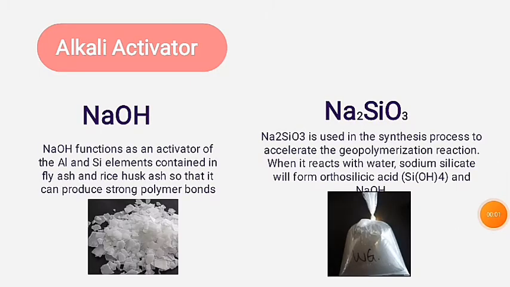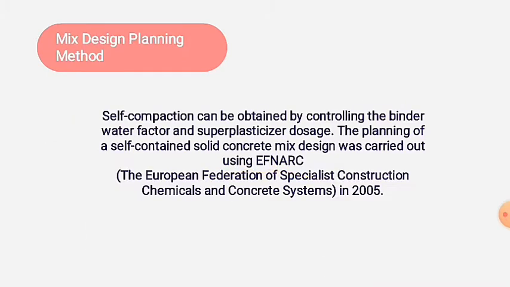Alkali activator. Natrium hydroxide functions as an activator of the alumina and silica elements contained, so that it can produce a strong polymer bond. Natrium silicate is used in the synthesis process to accelerate the geopolymerization reaction. Mix design planning method. Self-compacting can be obtained by controlling the binder-water factor and superplasticizer dosage, and using EFNARC 2005.